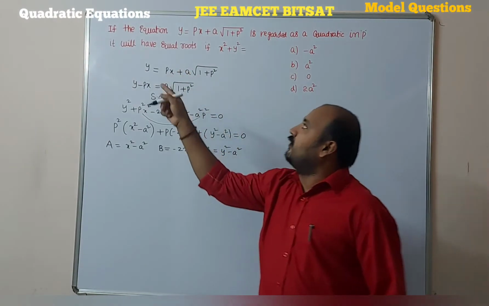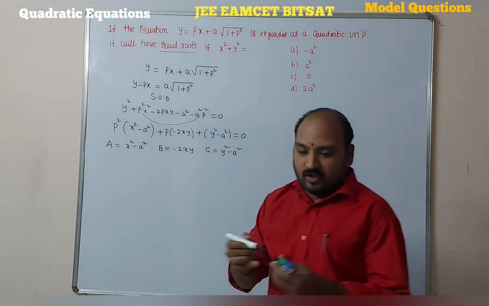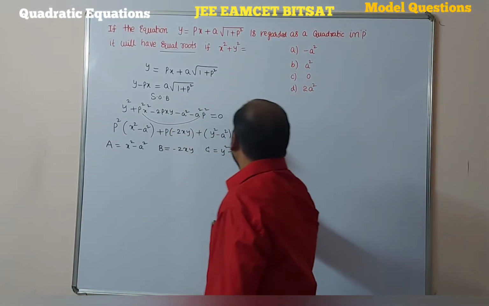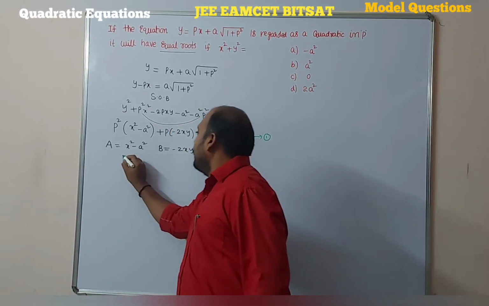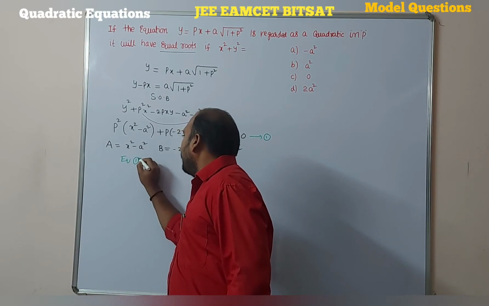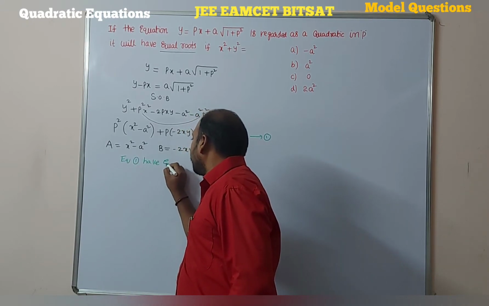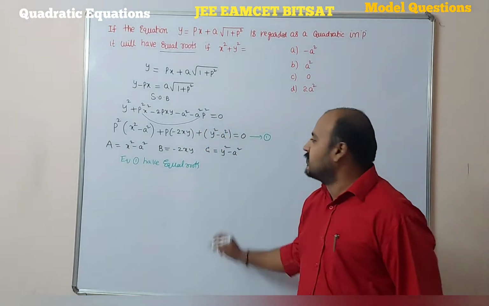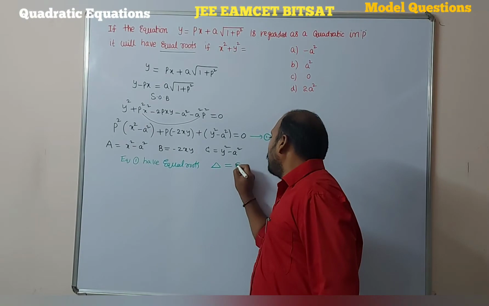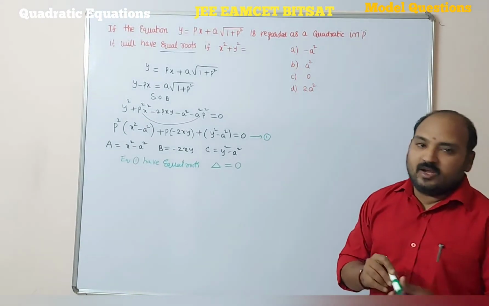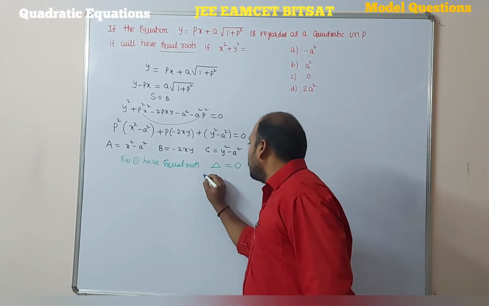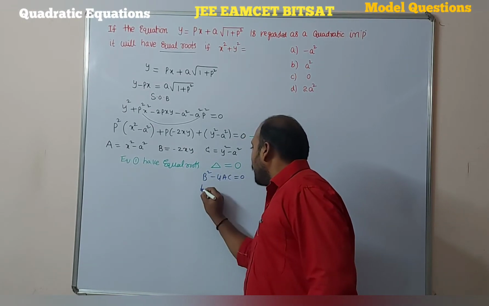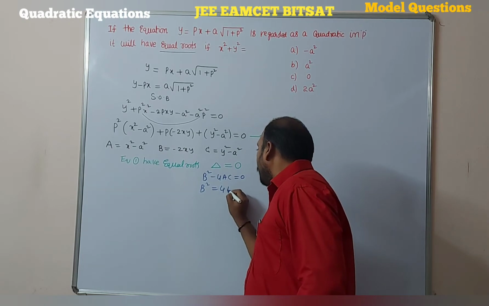The quadratic equation in p will have equal roots. Equation 1 has equal roots. When equal roots are there, what happens? The discriminant should be equal to 0. Discriminant b² − 4ac, so that implies b² = 4ac.